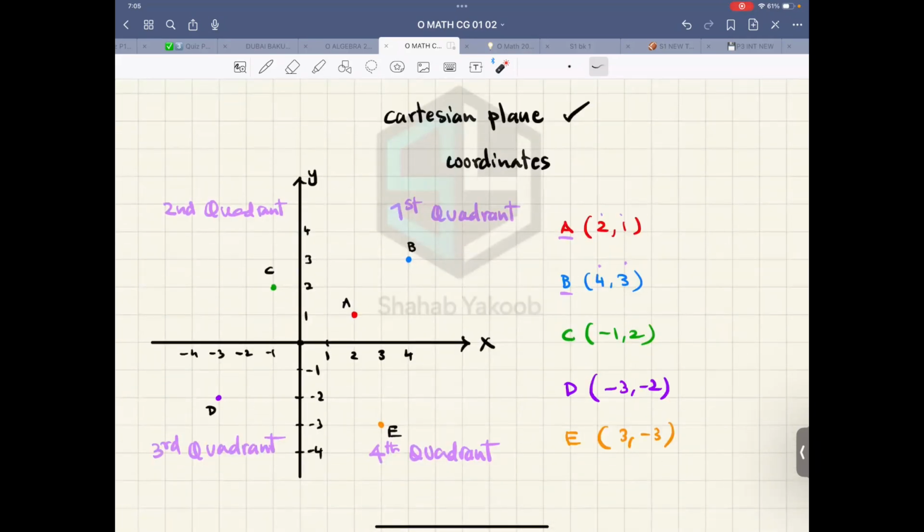Last time, we talked about the Cartesian plane, the x-axis and the y-axis. This is called the Cartesian plane. I have labeled few points here and there. And this is x is positive, y is positive. This is x is negative, y is positive. This is x is negative, y is negative. That's the third quadrant. And x is positive, y is negative.